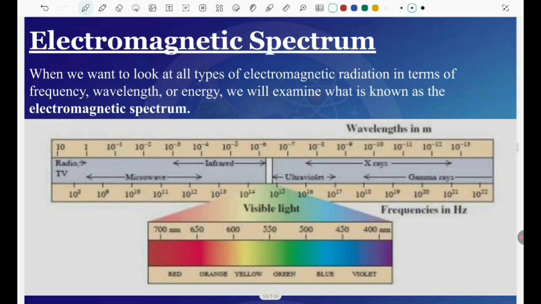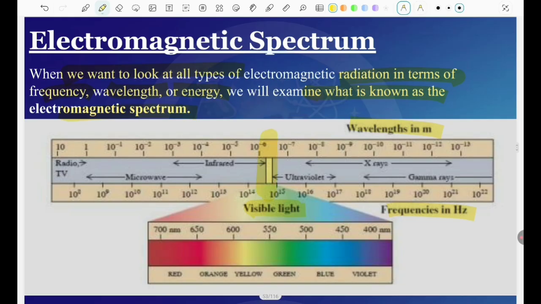Then we're doing the spectrum. This electromagnetic spectrum is very important. Again, you get one question for sure which asks you to classify the electromagnetic radiation in a range. When we want to look at all types of electromagnetic radiation in terms of frequency, wavelength, and energy, we examine what is known as the electromagnetic spectrum. So this is the whole spectrum, and we have the wavelengths, we have the frequency in hertz, and there is visible light over there, which is white light.